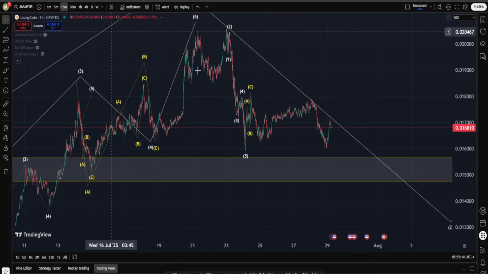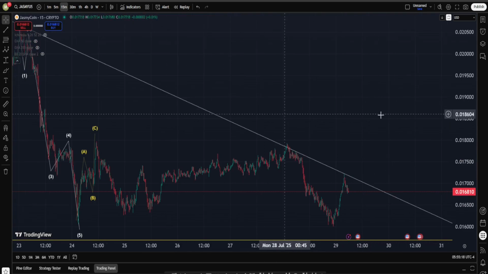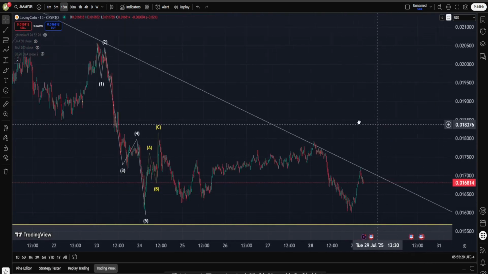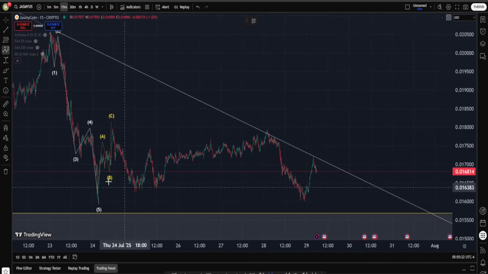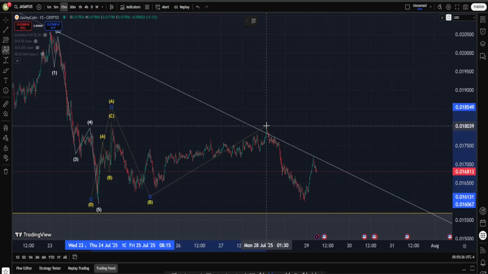Now let's go on 15-minute time frame and talk about what is happening in this region. So we can consider different counts. One possibility suggests that this is, for example, ABC up into A, correction for wave B, and another move up into our C leg. But here's a problem.